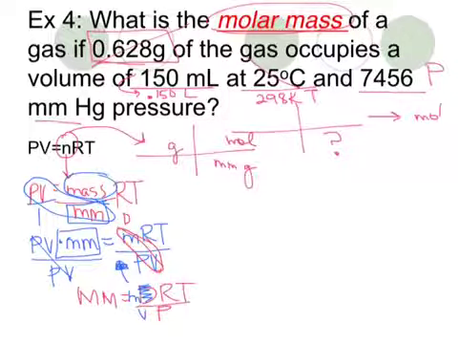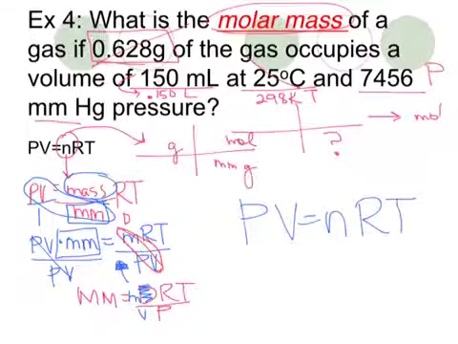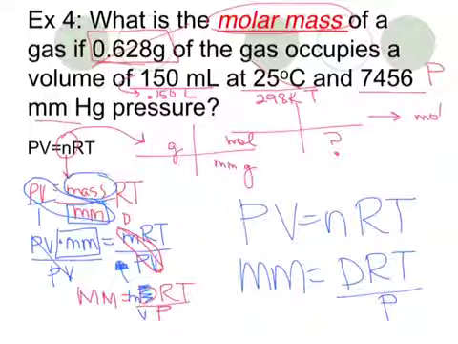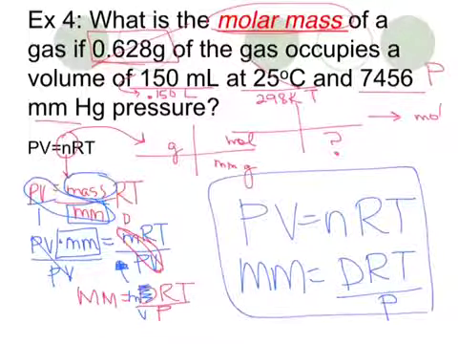So really, I only want you to know 2 formulas. I want you to know pervert, which is PV equals nRT, and I want you to know molar mass is dirt over P. And if you need something in between, you can pick and choose how you rearrange, and it's a whole lot easier to know those 2 than all of the rest of the stuff.